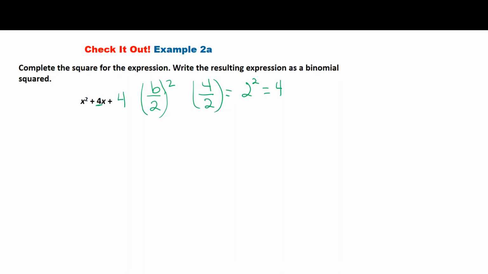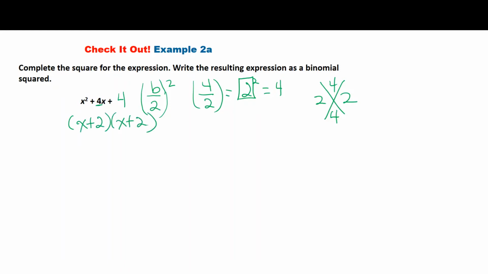All right, so now it's pretty easy. What two numbers multiply together to get 4 and add together to get 4? Well, that's this term right here, 2. So we can say x plus 2 times x plus 2.